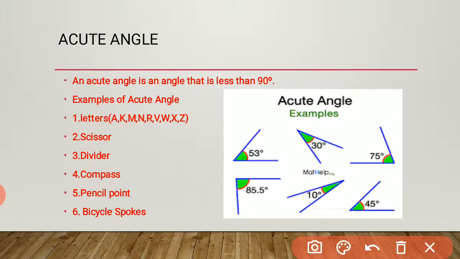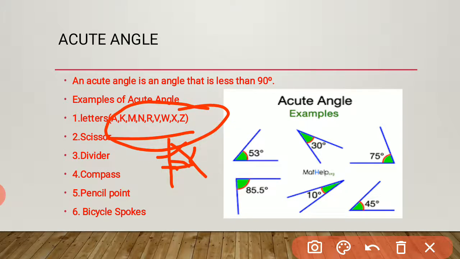And there are some angles in alphabets also. If we make a letter A, there are acute angles here. Number 1 is here, number 2 is here, and the upper part is also an acute angle. That means there are 3 acute angles in the alphabet A. Like this, other alphabets also have acute angles.